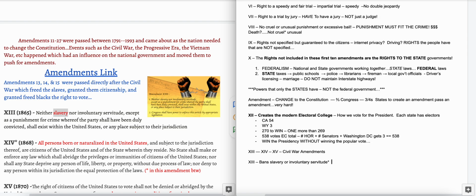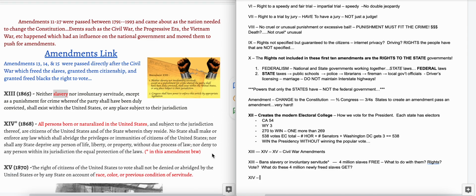So now, no more slavery. Now, here's the big problem. Here was the big issue. Now, you have 4 million slaves who are now free. So what to do with them? Do they get rights? Do they get to vote? What do these 4 million newly freed slaves get? That's where the 14th and 15th Amendments come in.